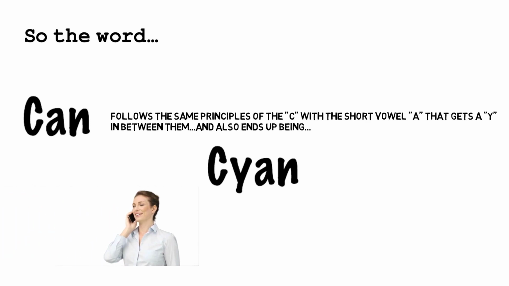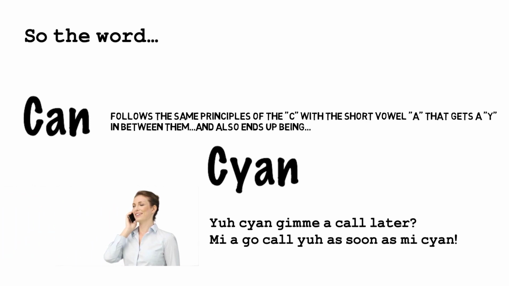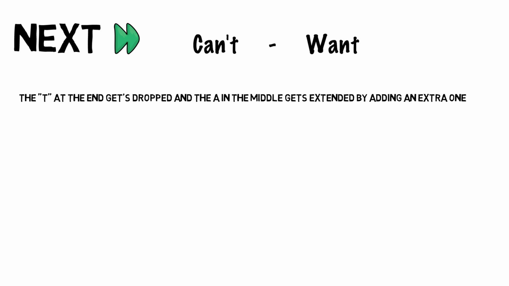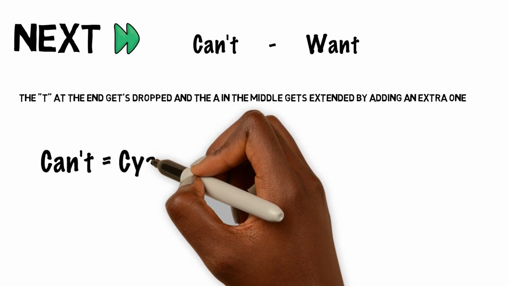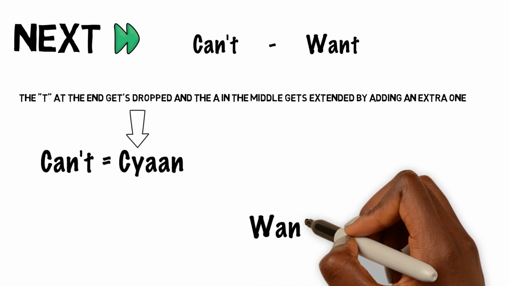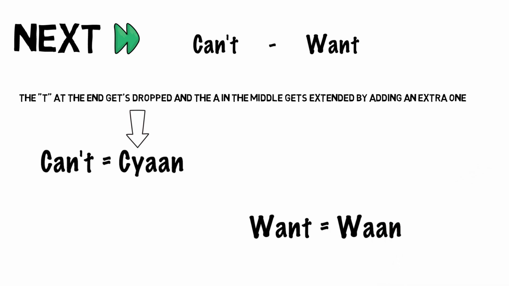Here's an example in conversation. You can give me a call later? I'm going to call you as soon as I can. Okay, so these next two words in Patwa we're going to look at are can't and want. They are similar in the fact that the T at the end of them is dropped and the A in the middle is extended by adding an extra one and dragging out the sound. The only difference is can't follows the CA rule and gets that dominant Y, so it ends up sounding like "kyaan". For the word want, the T at the end is dropped and the A in the middle extended, and it sounds like "waan". Here's what all three sound like in conversation.